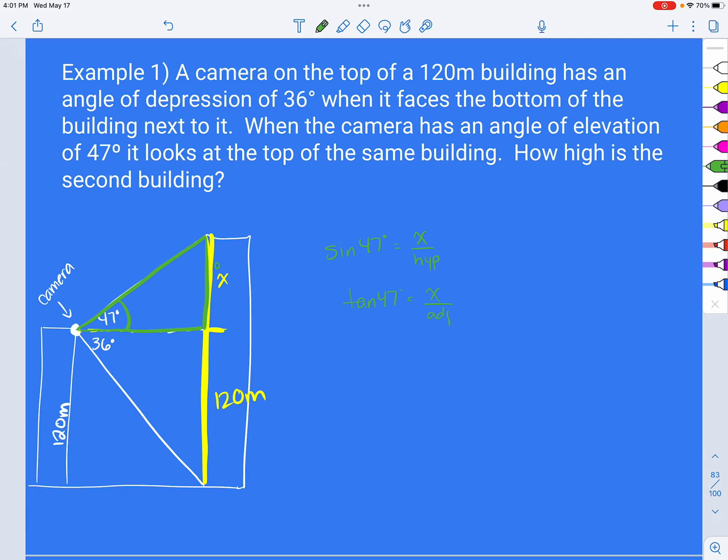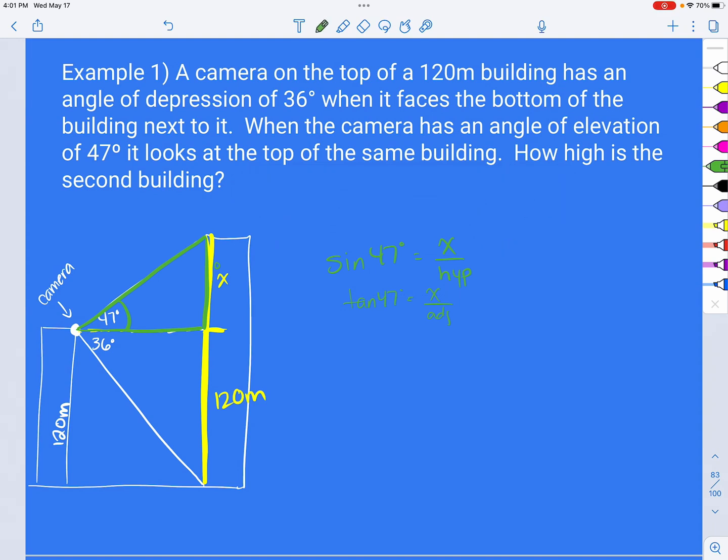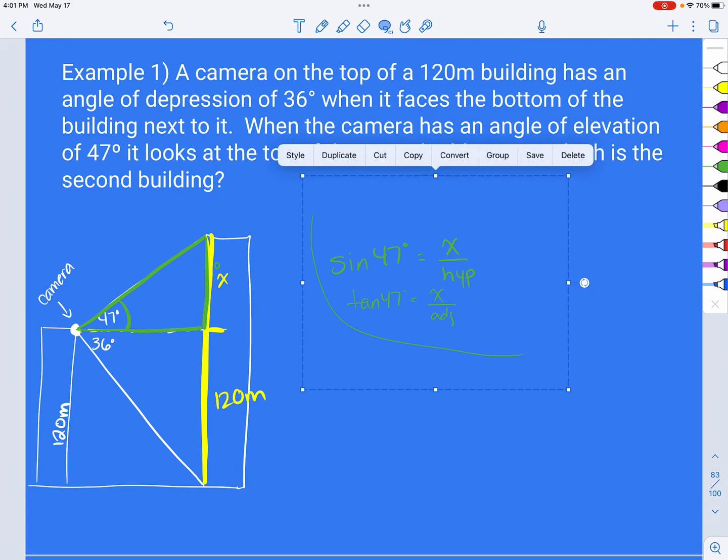So look at the diagram. Do you think we could find out the hypotenuse? Or do you think we can find out the adjacent side? Hopefully, you thought that you could find the adjacent side. I'm just going to delete this stuff. You can find the adjacent side.